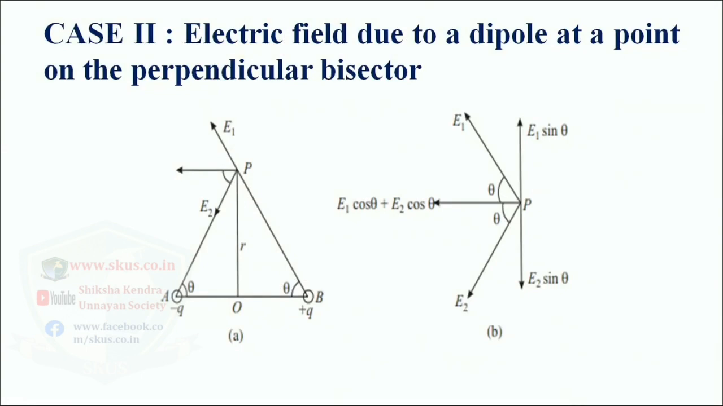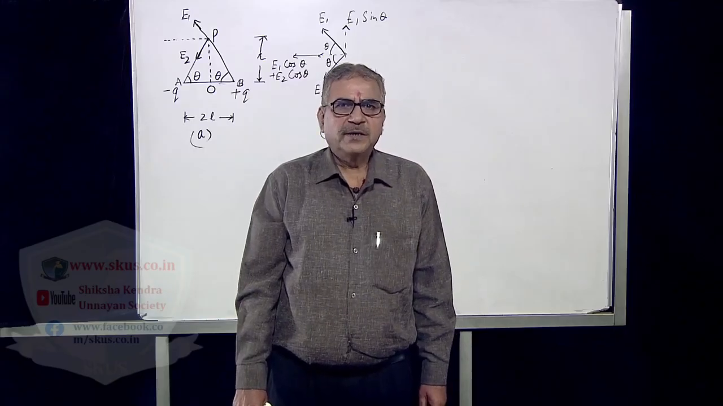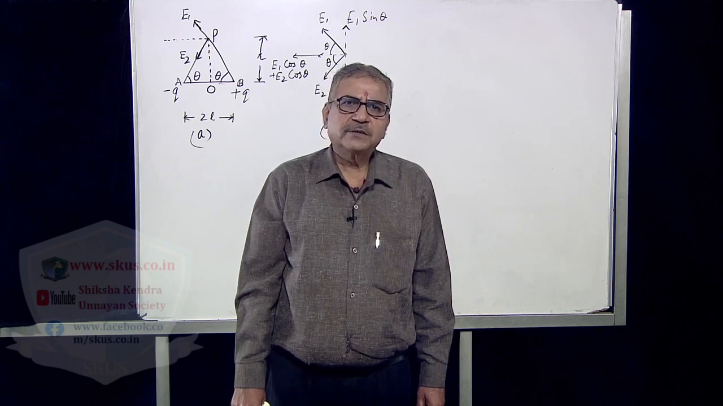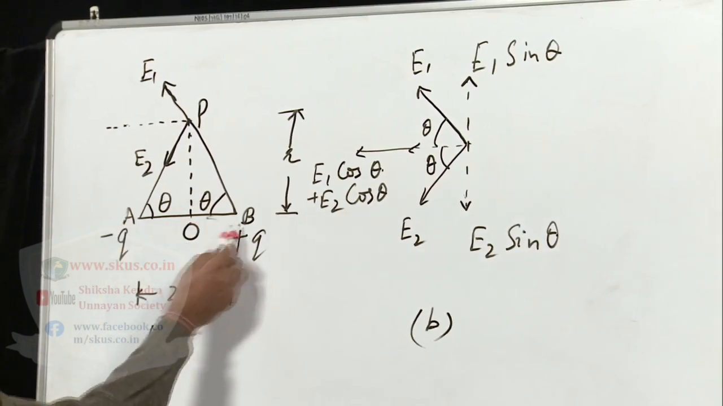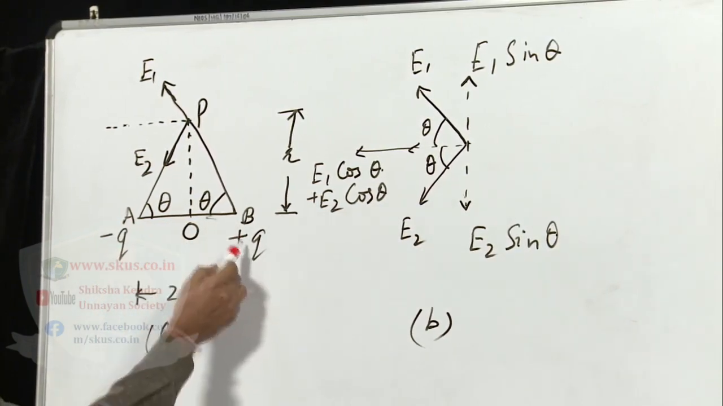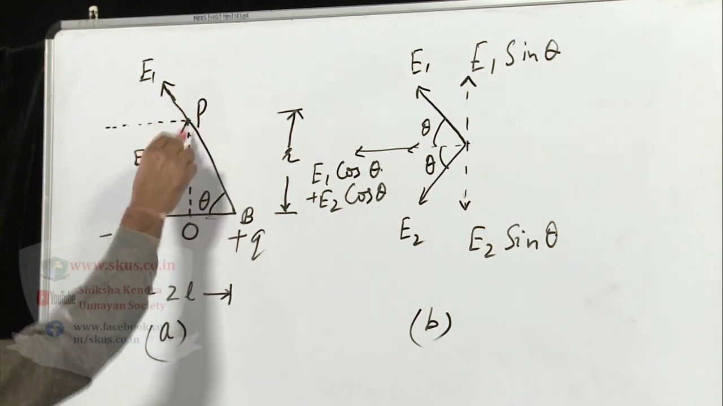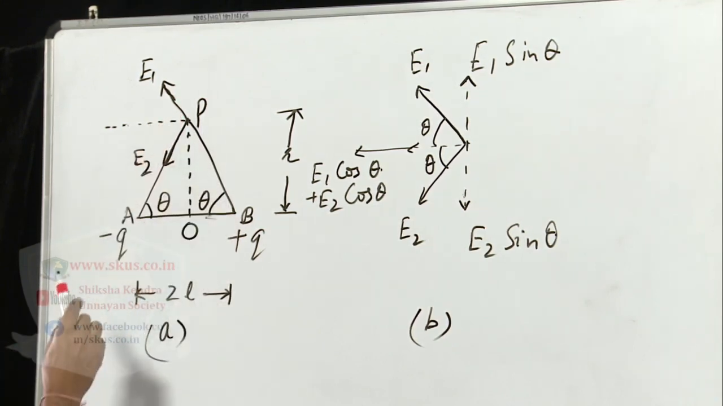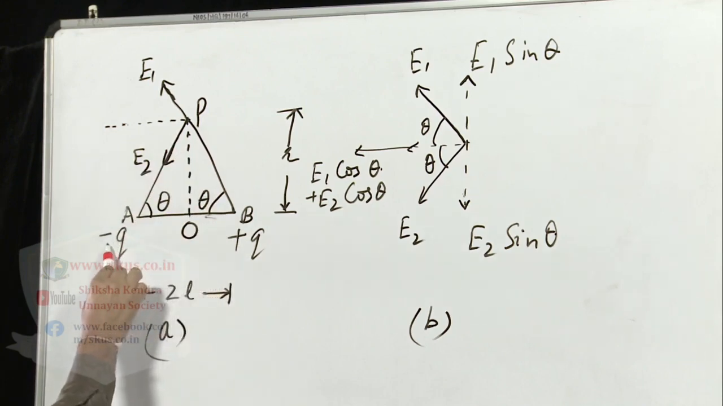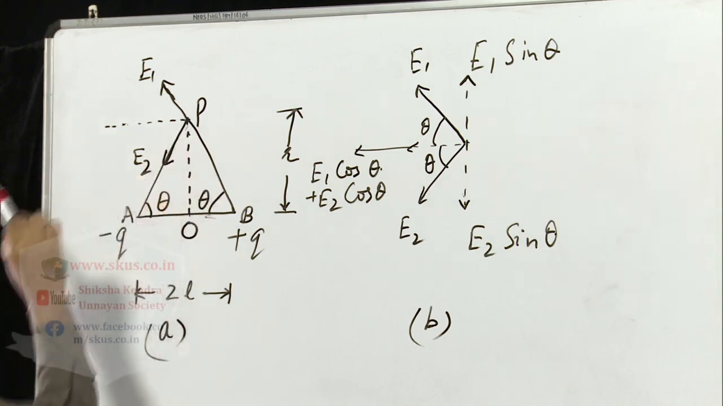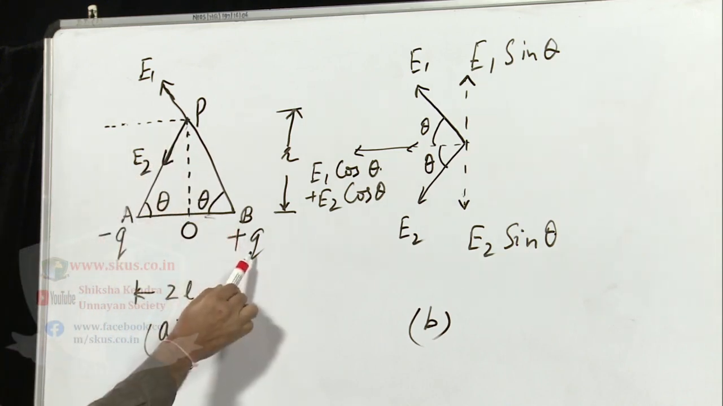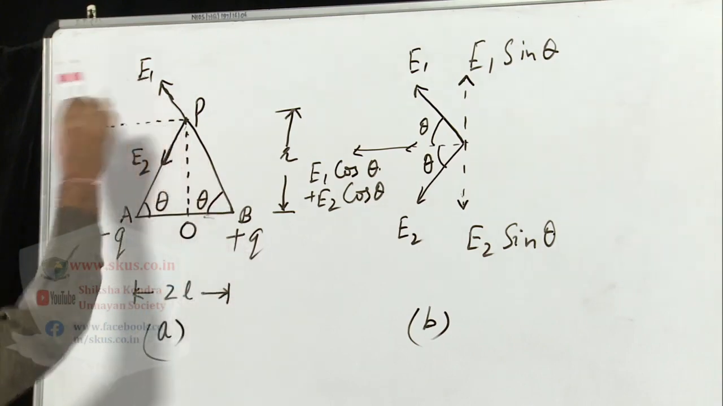Now, let us calculate the electric field in the second case when the point P lies on the equatorial line of the dipole. So, let us come to the board to find out the electric field due to a dipole on its equatorial line. Let us refer to figure A. Here we are having a dipole AB, charge minus q is here, charge plus q is here, and this is point P on its equatorial line, means on its perpendicular bisector. Now, the field due to charge minus q will be directed along PA. It is depicted by E2. Then the field due to charge plus q will be along BP. It is depicted by E1.